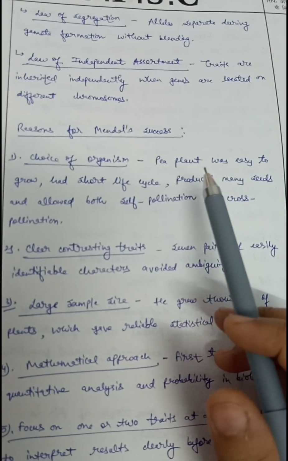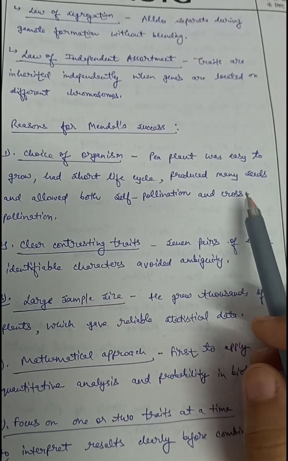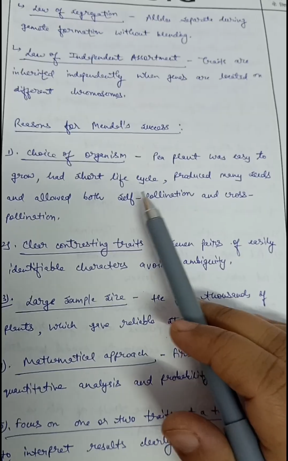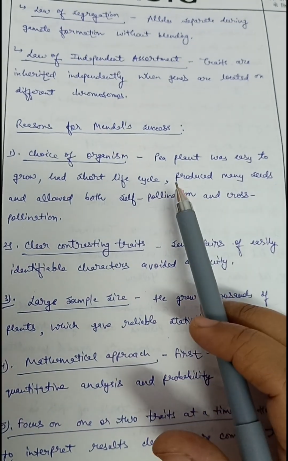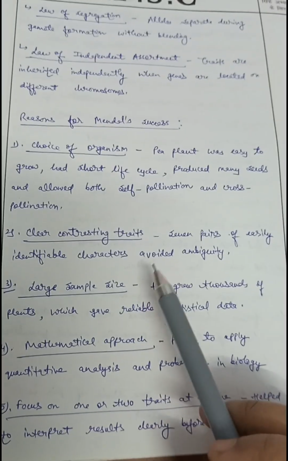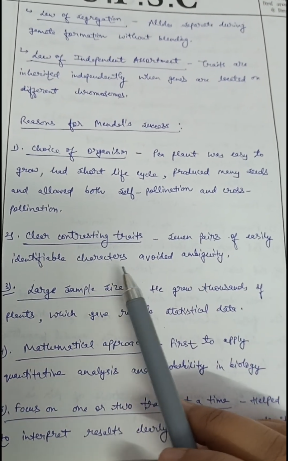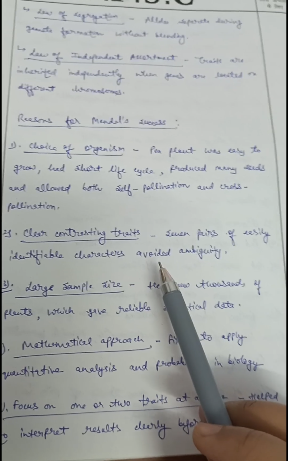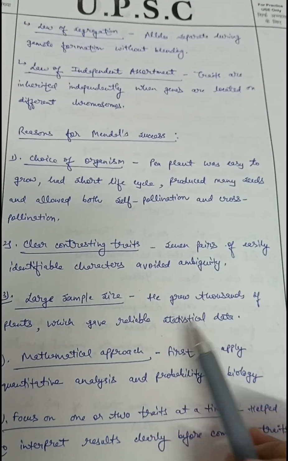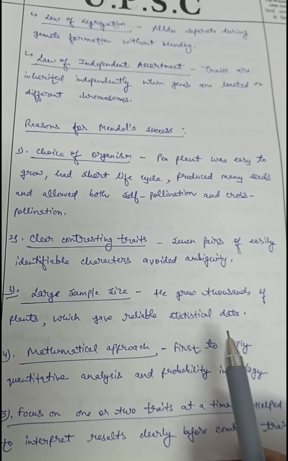Now, what are the reasons for Mendel's success? Number 1 is the choice of organism. Pea plants were easy to grow, had a short life cycle, produced many seeds, and allowed both self-pollination and cross-pollination. Then, clear contrasting traits. The 7 pairs of easily identifiable characters avoided ambiguity. Then, large sample size. He grew thousands of plants, which gave reliable statistical data.